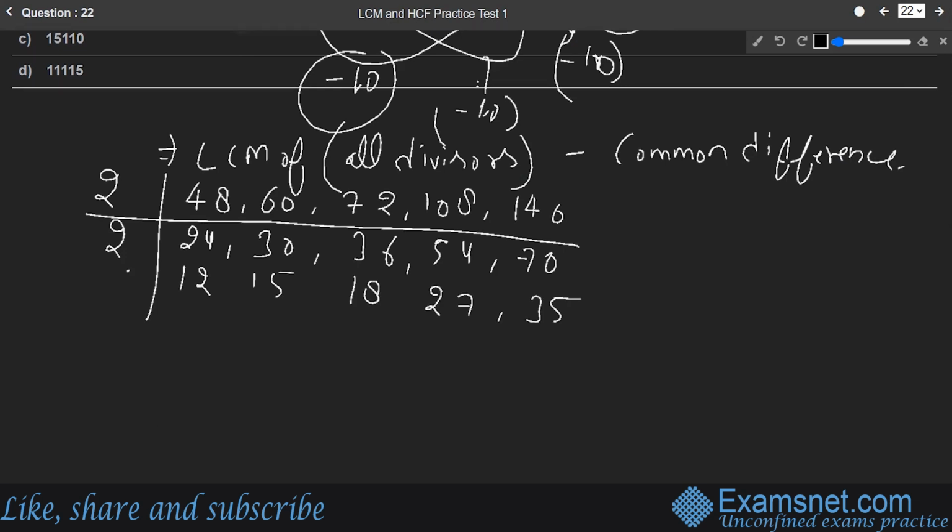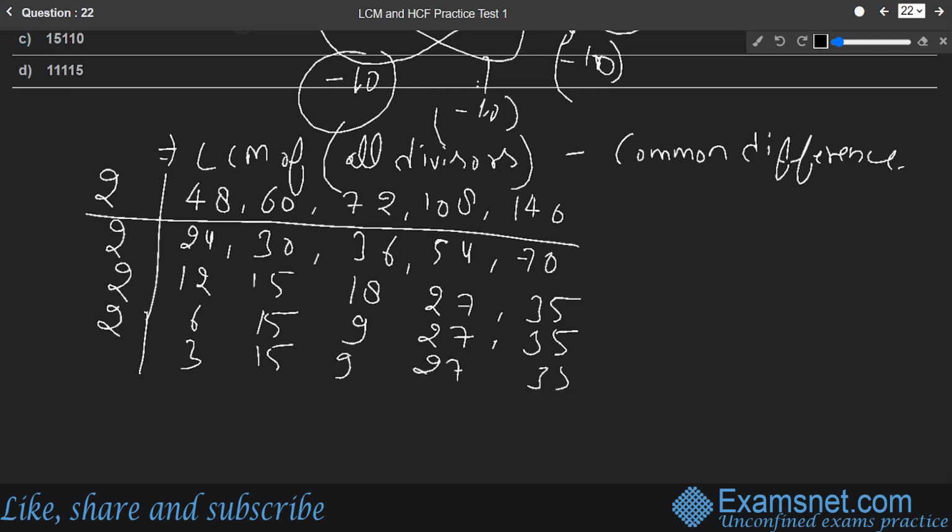Again, the numbers can be cut by 2. 2 6s are 12, 15 not cut so it is repeated, 2 9s are 18, 27 not cut so it is repeated, 35 not cut so it is repeated. Now we can again run 2: 2 gives 3 and 6, and the rest of the numbers are not divisible by 2, so they are just repeated like that.